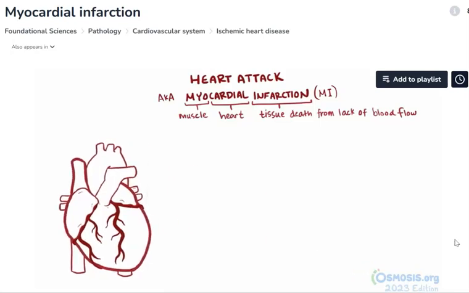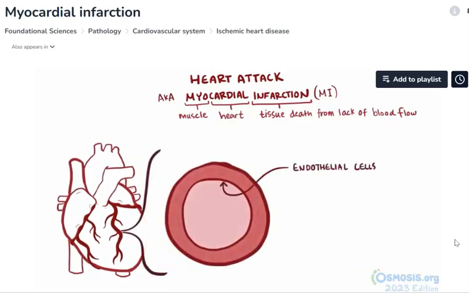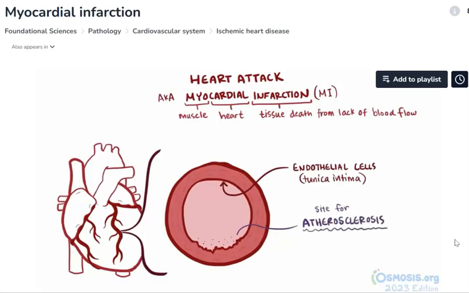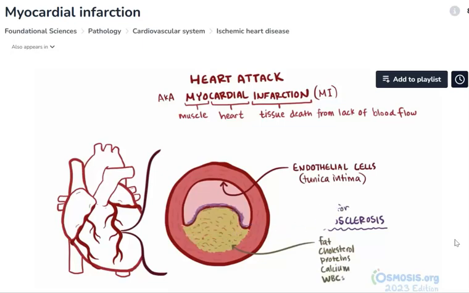Almost all heart attacks are ultimately a result of endothelial cell dysfunction, which relates to anything that irritates or inflames the slippery inner lining of the artery, the tunica intima. One classic irritant are the toxins found in tobacco, which float around in the blood and damage these cells. That damage then becomes a site for atherosclerosis, a type of coronary artery disease where deposits of fat, cholesterol, proteins, calcium, and white blood cells build up and start to block blood flow to the heart tissue.